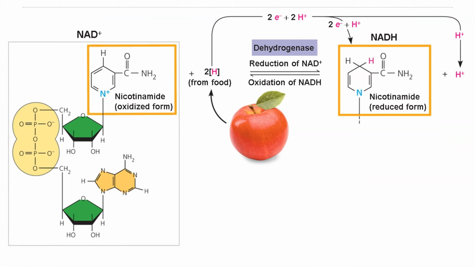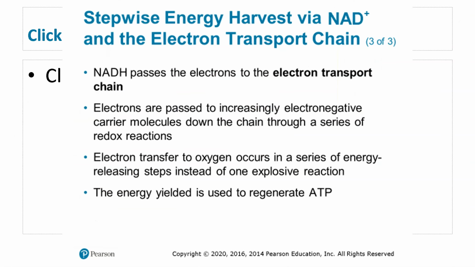Well, here's what it looks like. You do not have to know this. Of course, this is biochemistry stuff, but nonetheless, hydrogen's coming from food. We reduce that, and it goes to the electron transport chain to help us generate ATP. And that's what we just talked about right there.